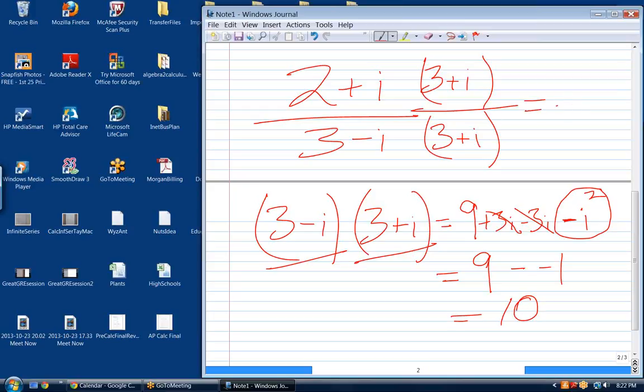And that's what I want to do. I want the denominator to be a real number, and it's 10 now. And the numerator just becomes 6 plus 5i plus i squared, which is minus 1, so it becomes 5 plus 5i. That's the numerator. Don't mind having an imaginary number in the numerator. It's perfectly fine.